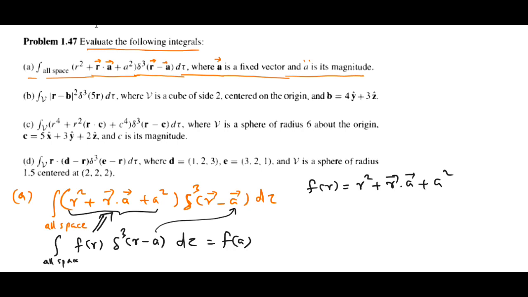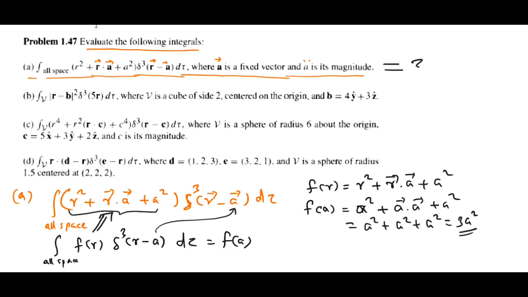Then f of a, that is a square plus a dot a plus a square plus a square plus a square, it is nothing but 3a square. 3a square is the final answer. Okay. Thus this has a value 3a square. It's a simple question, nothing to think about it.